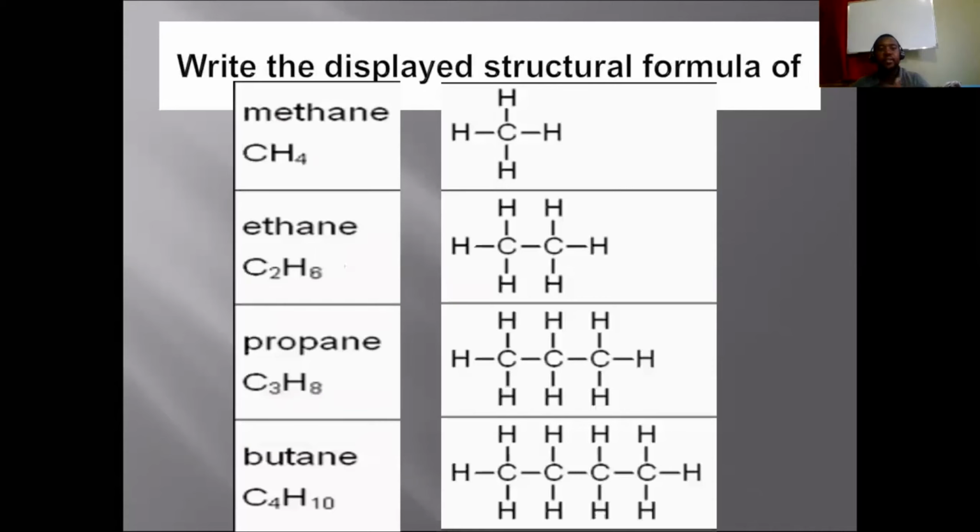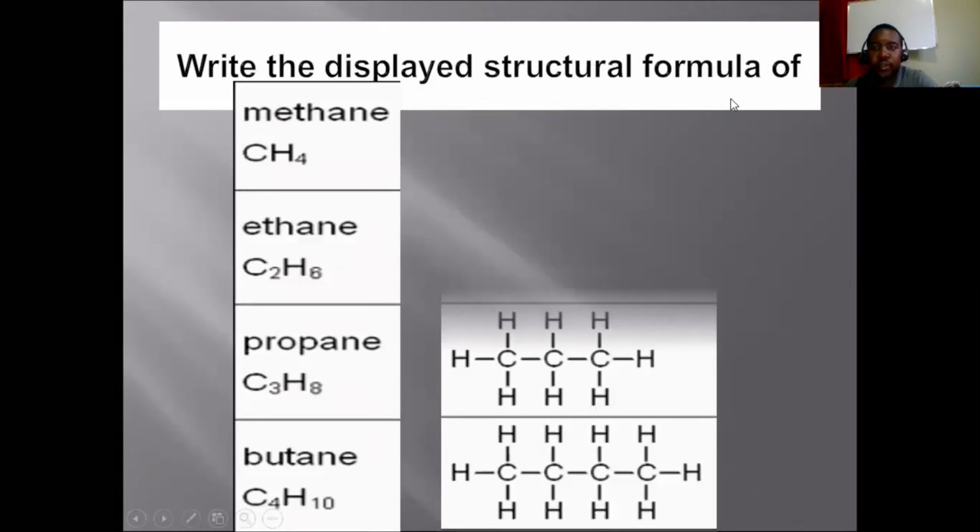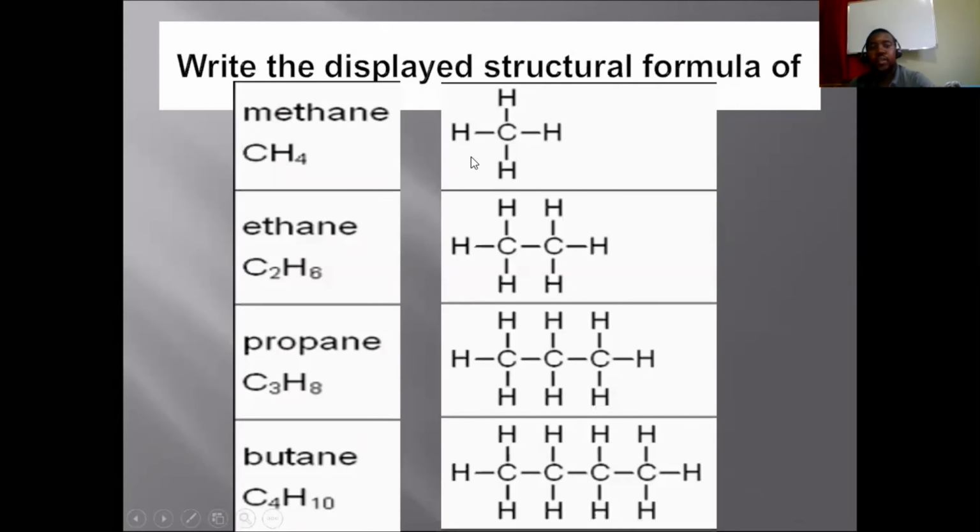All right, so let's look at these here. Write the displayed structural formula of each compound given. We notice that for methane, it's an alkane, so it's CH4 because meth is 1. So it's just 1 C and 4 hydrogens, and that's what we see in our structure here. So we have 1 C and 4 hydrogens bonded to it. The next is ethane, so eth means 2, so 2 carbons.